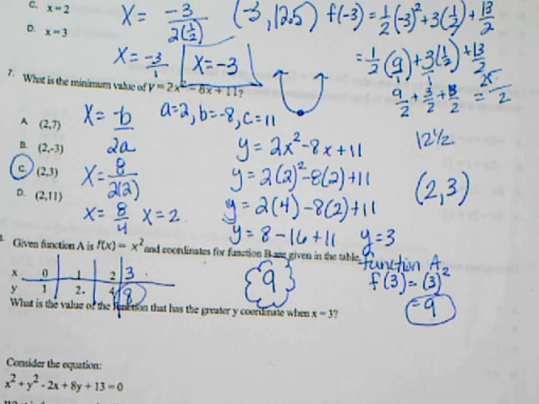Number 9, consider the equation x squared plus y squared minus 2x plus 8y plus 13 equals 0. What is the center and radius of the circle? Okay.